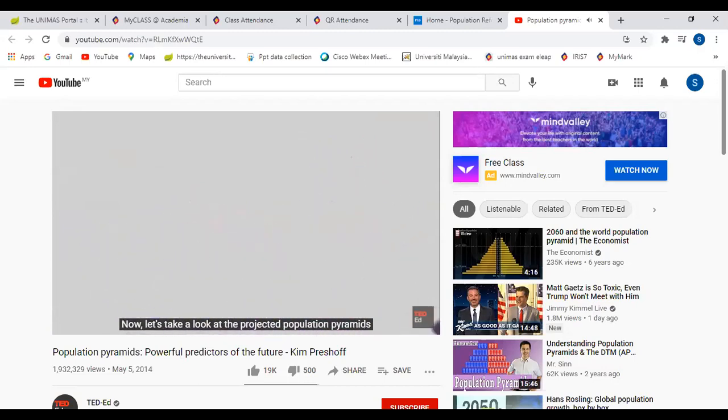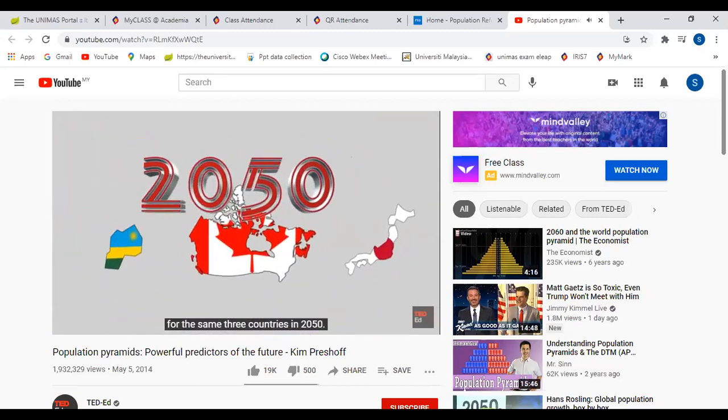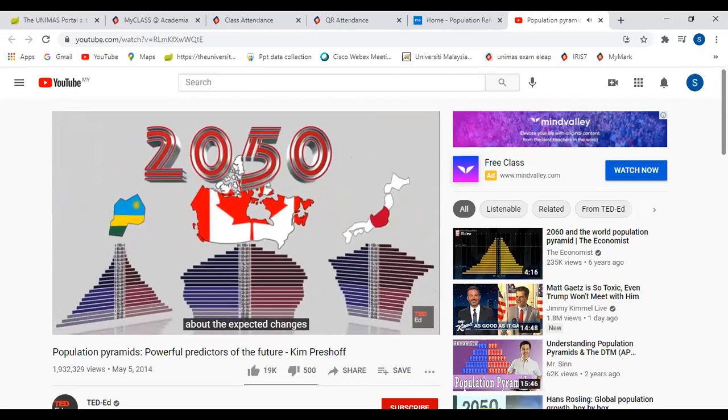Now let's take a look at the projected population pyramids for the same 3 countries in 2050. What do these tell us about the expected changes in each country's population? And what kinds of factors can alter the shape of these future pyramids?